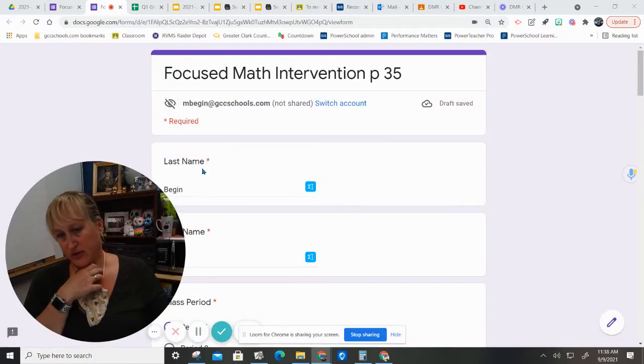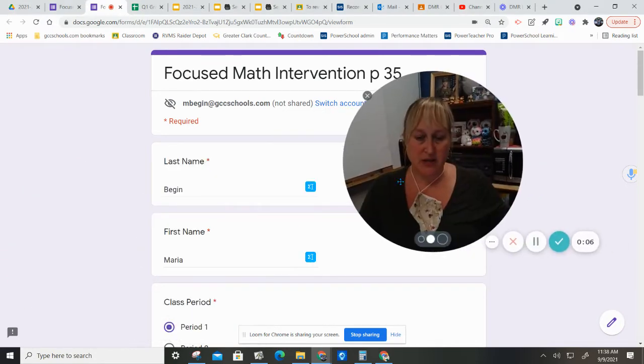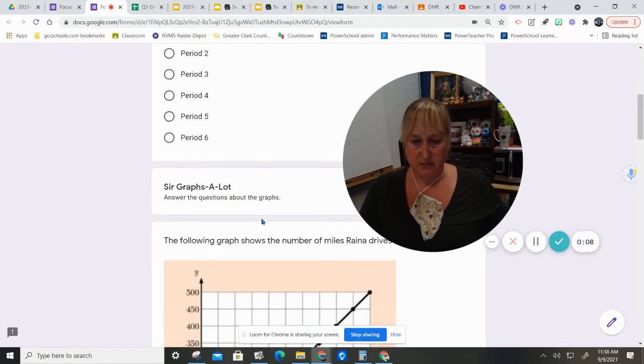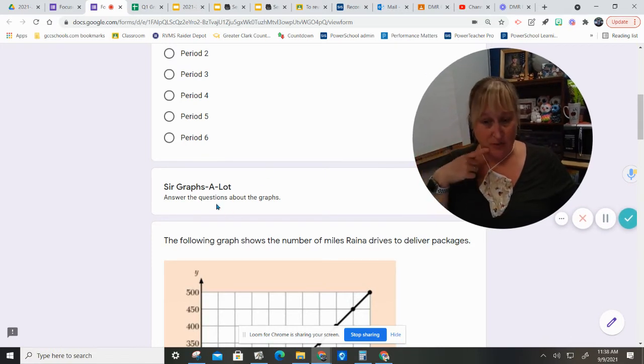Okay, we are doing Focus Math Intervention, page 35. Make sure you put your last name and your first name and your class period. The title that you might see on the paper is Sir Graphs a Lot. It says, answer the questions about the graphs.